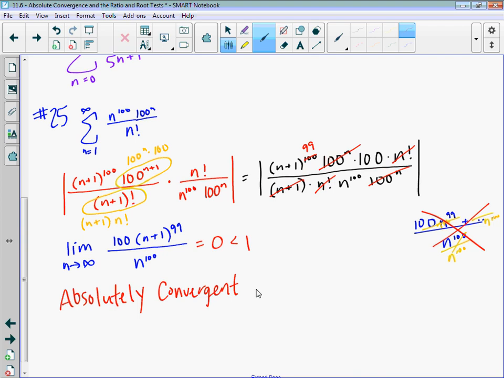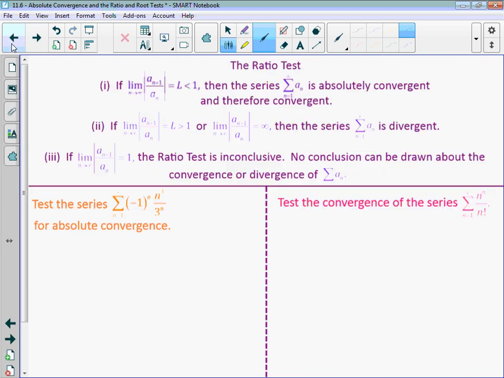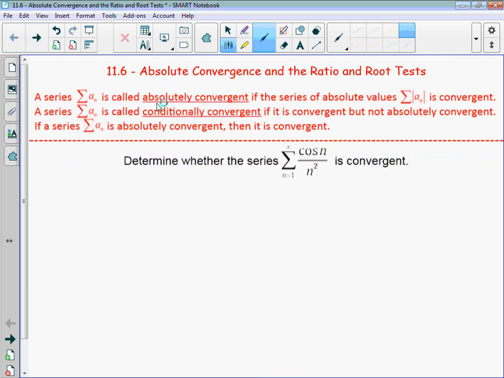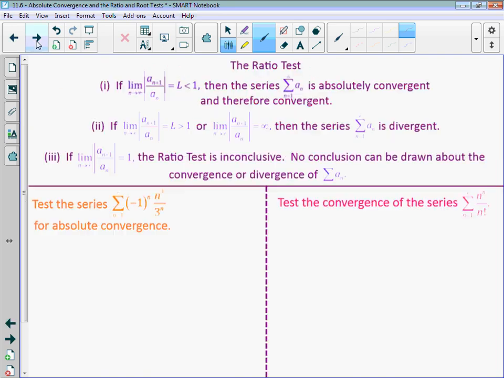And then conditionally convergent. Do you guys remember what conditionally convergent means? I think I've got these notes up here. So conditionally convergent, it can't be both of those, okay? It's absolutely convergent if you throw absolute values and it converges. It's conditionally convergent if it converges by a different test, but it's not absolutely convergent. So it can't be both of these. If it's absolutely convergent, it can't be conditionally convergent.